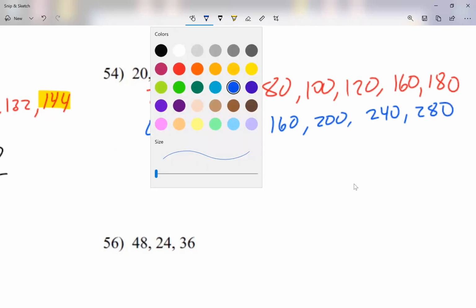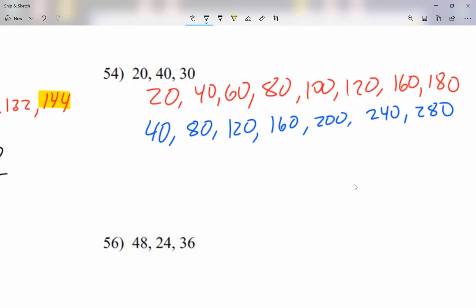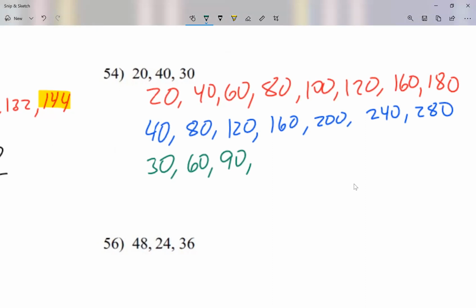Now let me do my multiples of 30. I'm going to use green for that. So 30 plus 30 is 60, plus 30 is 90, plus 30 is 120. Let me stop here. I see a common multiple, 120. 120 is in all of them.